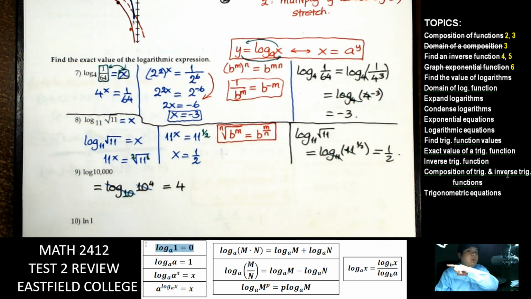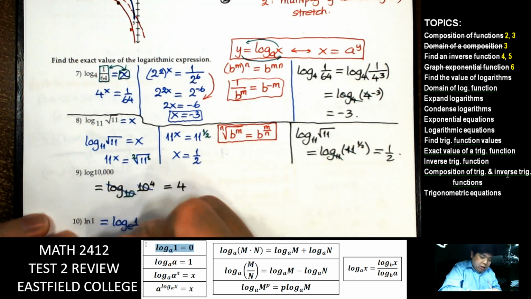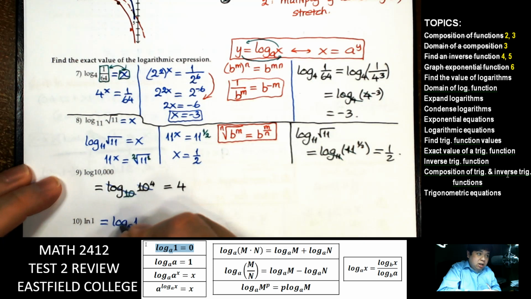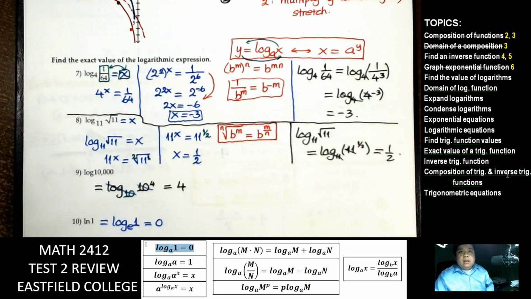That property is where in here we can rewrite it as log base e of 1. Of course, log of any base of 1 is going to be 0. Of course, that's the property we have there. So those are the properties of the logarithms.